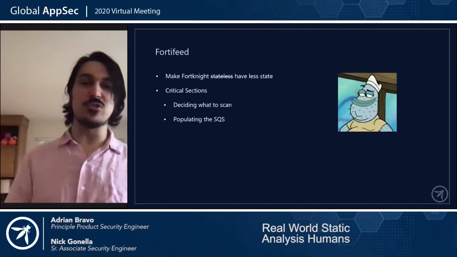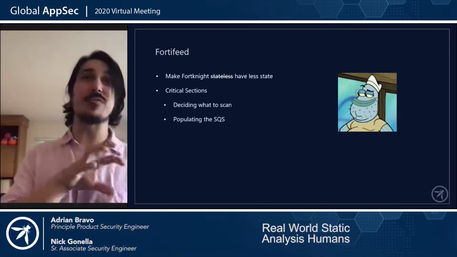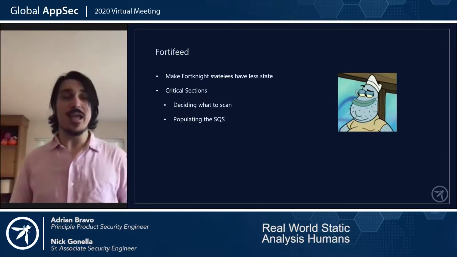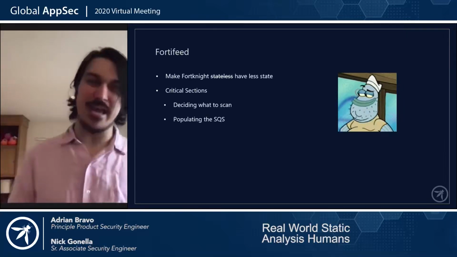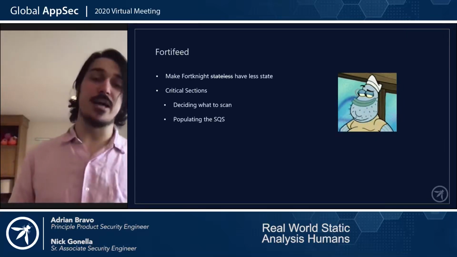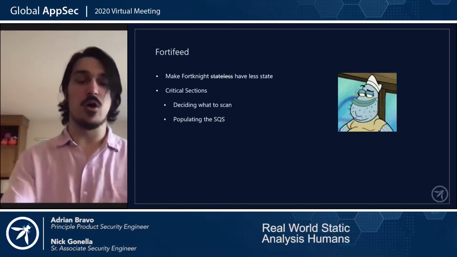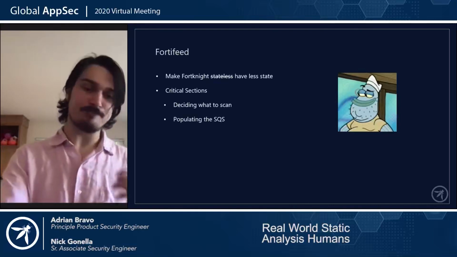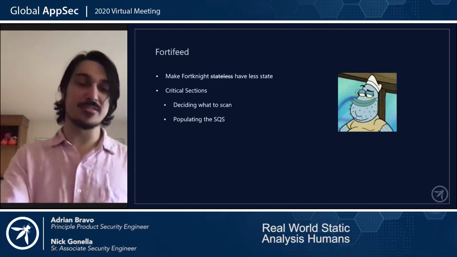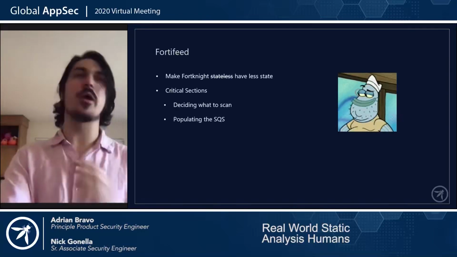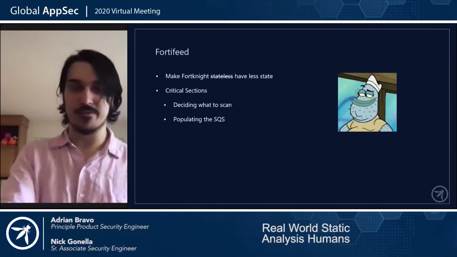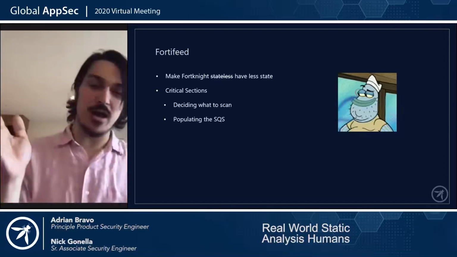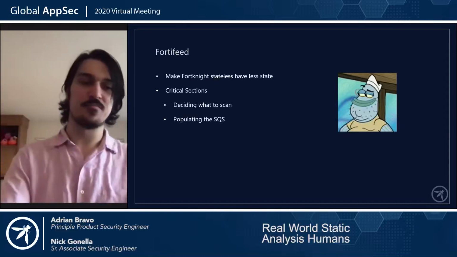Its job is just to do the initial setup stateful critical sections that Fortnite was originally doing. What I mean by that is it's going to mostly decide what to scan. Fortnite originally dealt with that by looking at Git commits. So what Fortifeed will now do is look at that build file that Adrian showed you earlier. It will go and find all of the latest commits and compare those to, okay, what were the commits last time I ran? By keeping track of those differences, it knows that if I see a difference, I can send one of those on. And that's how it knows what to put in the SQS.